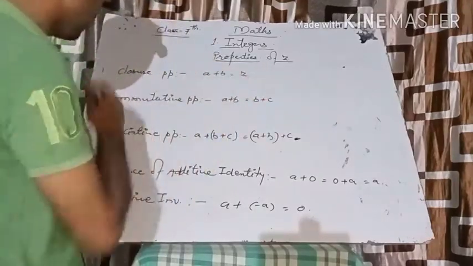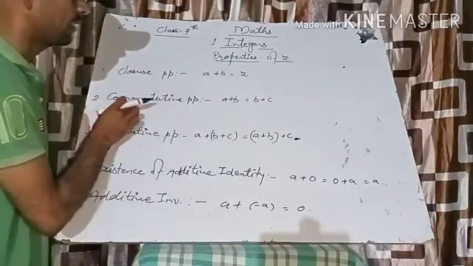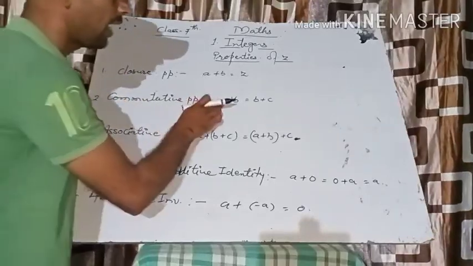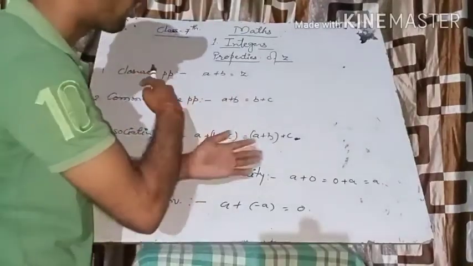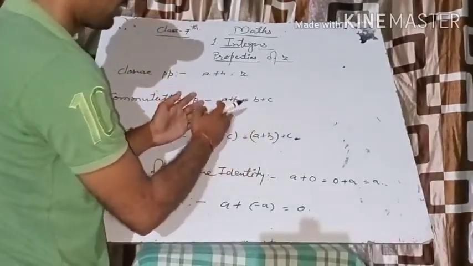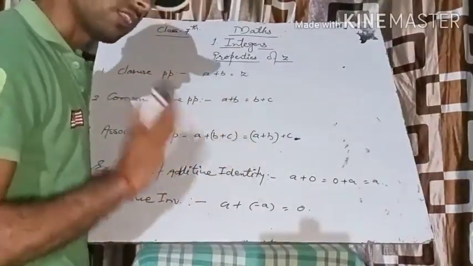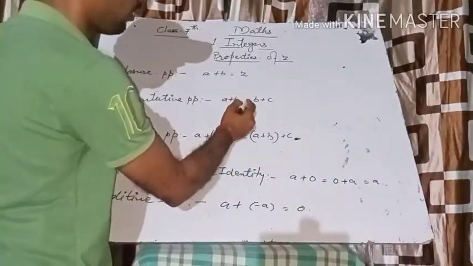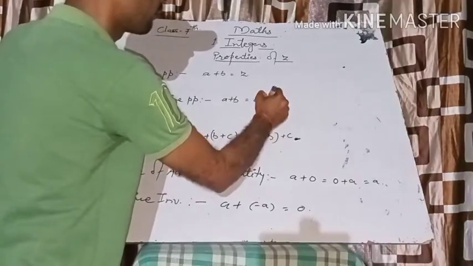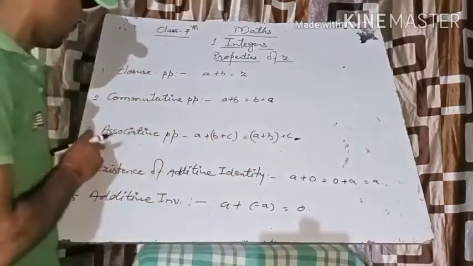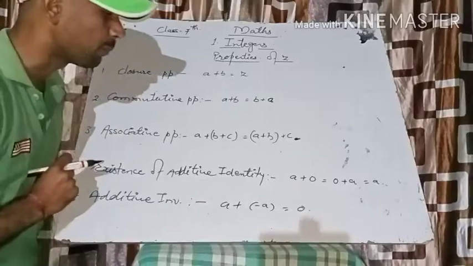Now come to the next property, that is the commutative property. If a and b are both integers and we change the order of these integers, then the result remains the same, meaning a plus b is always equal to b plus a. Now next is the associative property.